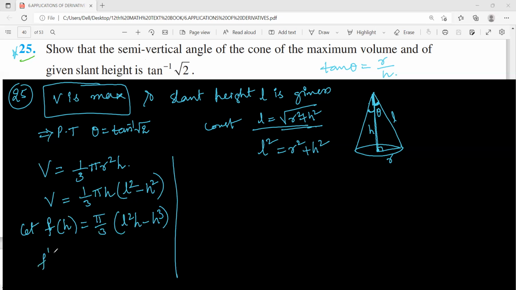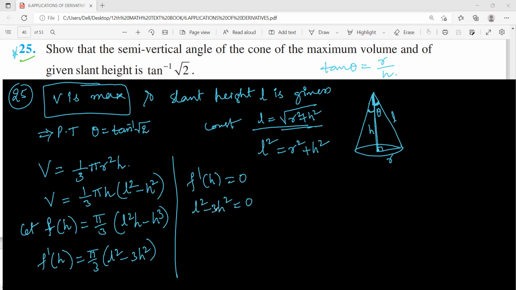F dash of x, if f dash of h is what? Pi by 3 into L square minus 3h square. Okay, now f dash of h is 0. And that means L square minus 3h square is 0. That means 3h square equal to L square.